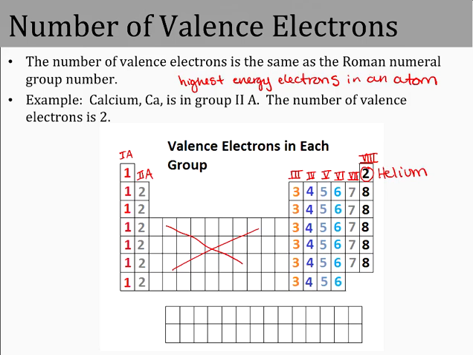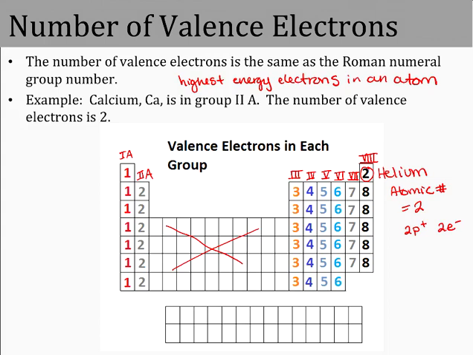Now remember that helium has an atomic number of 2. So that means it has 2 protons and 2 electrons. The reason helium, though, is listed in group 8A is that it has very similar chemical properties to the other elements in that column.